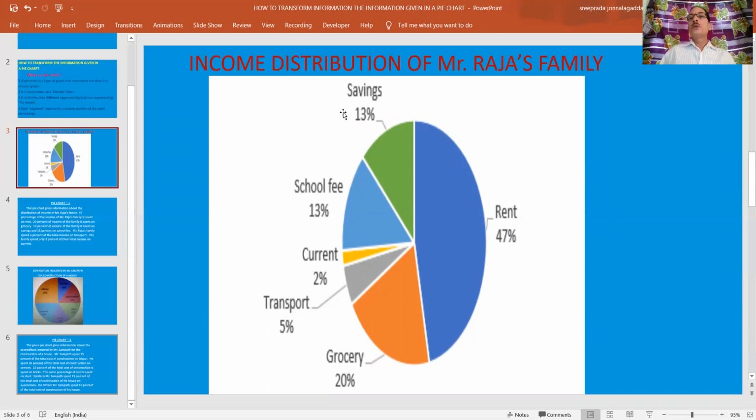That's all. So students, just these two pie charts are given just as models, and if you look at some more pie charts and try to transform them into paragraphs, you will have more understanding of how to transform these non-verbal items into verbal items.